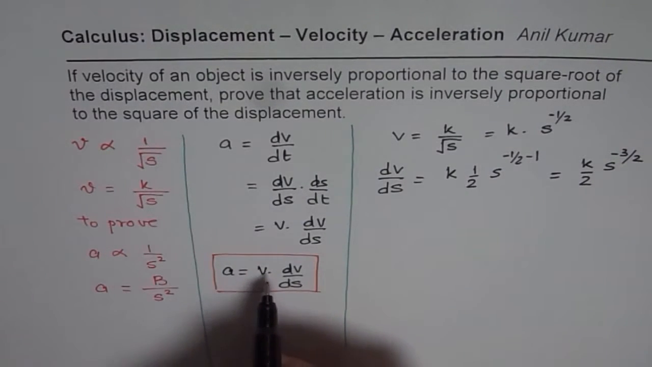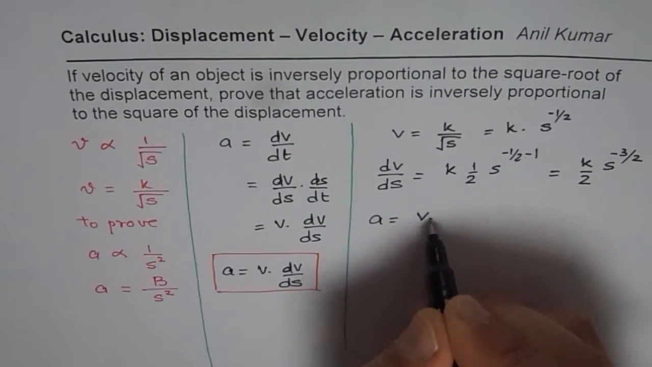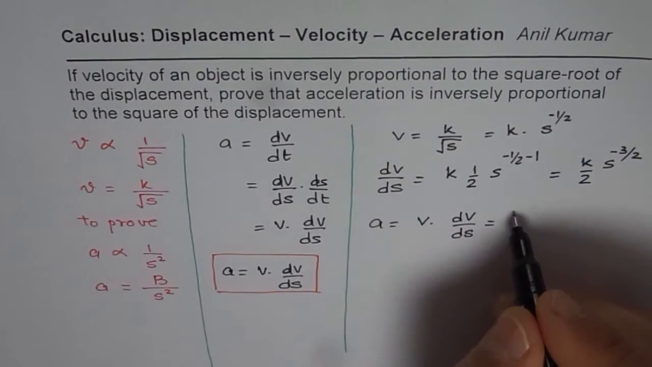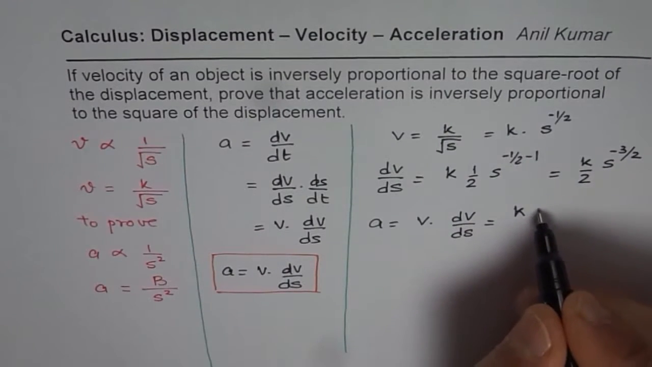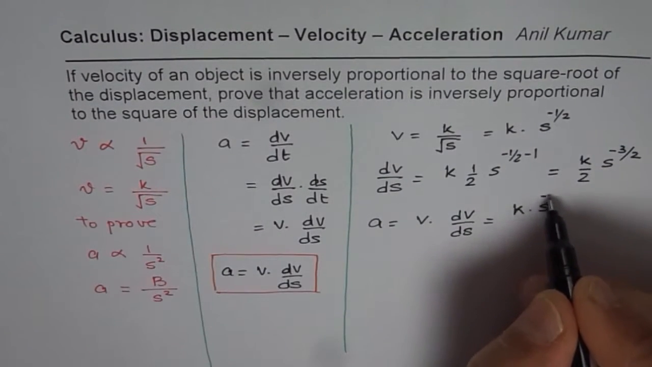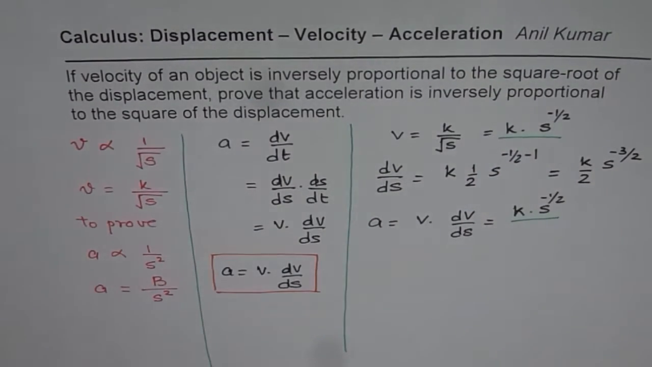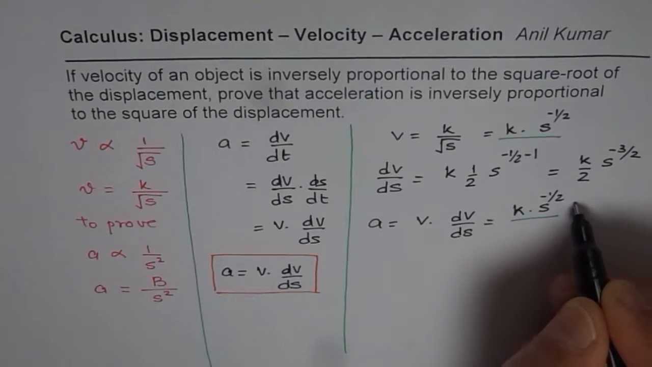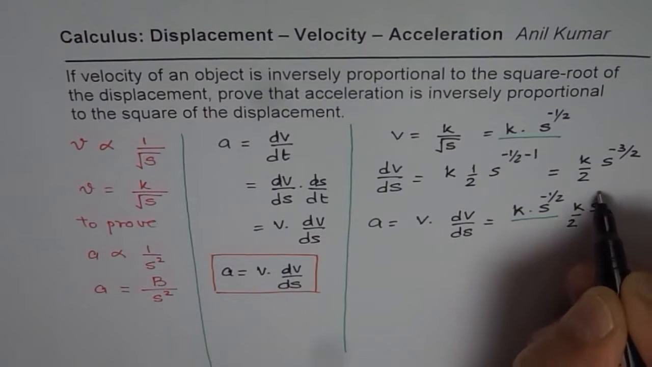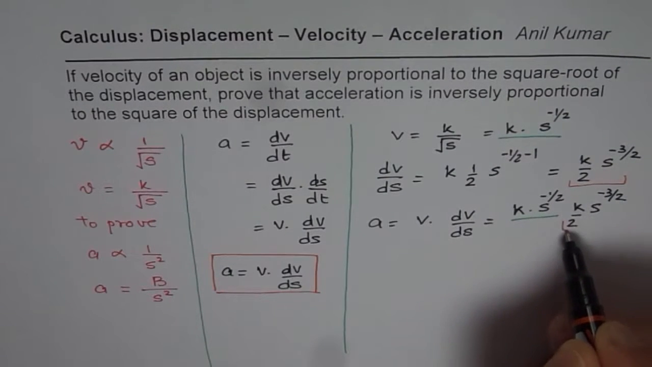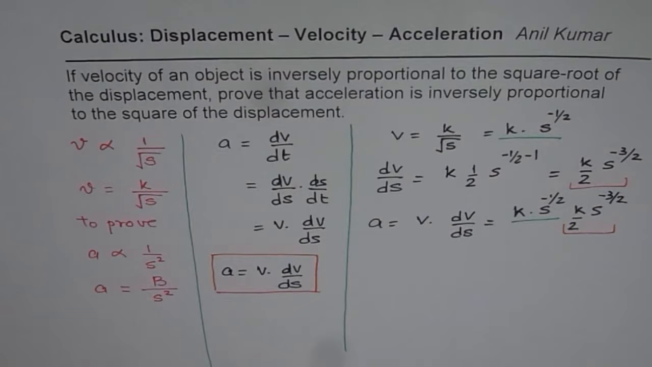Now acceleration for us is v times dv ds. As you know, acceleration is v times dv ds. Now velocity here is k over square root of s, so k times s to the power of minus half, right? So that is what velocity is. And dv ds for us, we just found, is minus k over 2 s to the power of minus 3 over 2, right? So that is dv ds. So multiplying these two, we get acceleration.